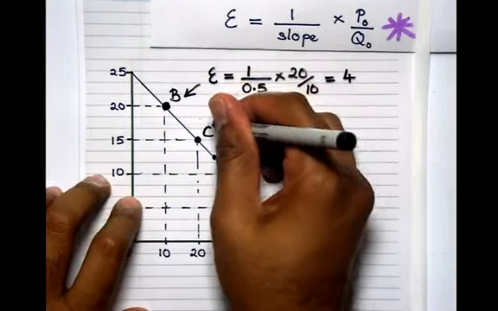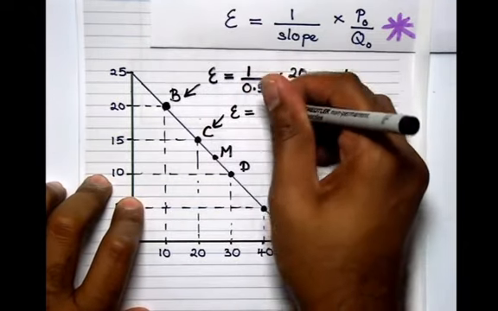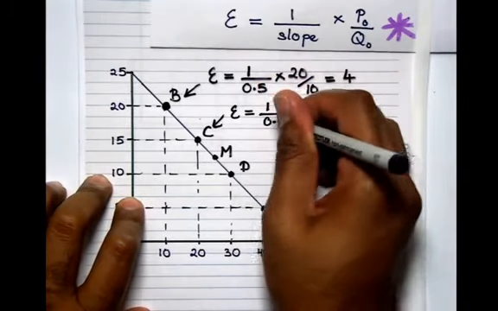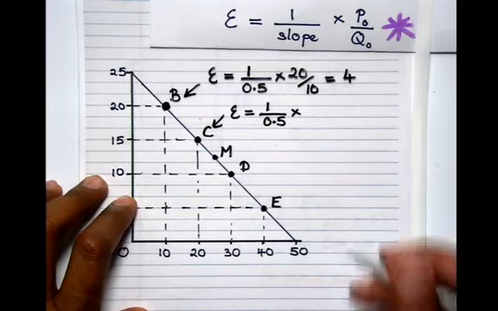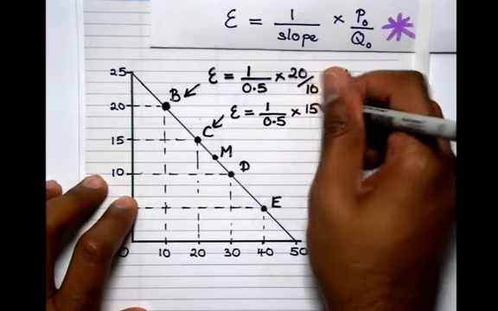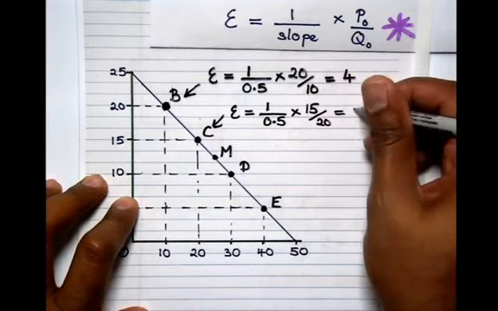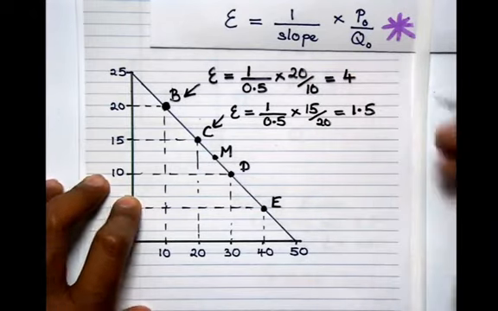Let's do C. Elasticity is 1 divided by the slope. How much is the slope? 0.5. What is the price at C? 15. What is the quantity? 20. What's the answer for elasticity? 1.5.